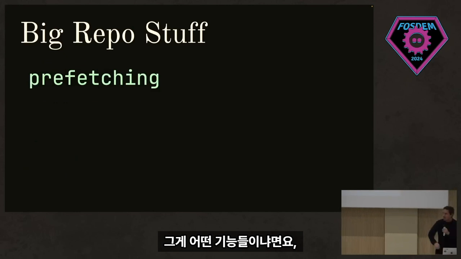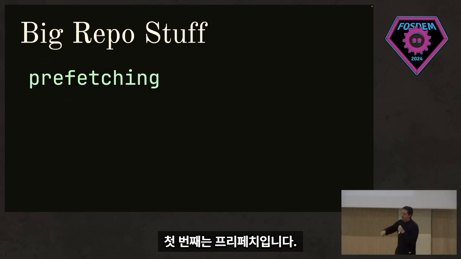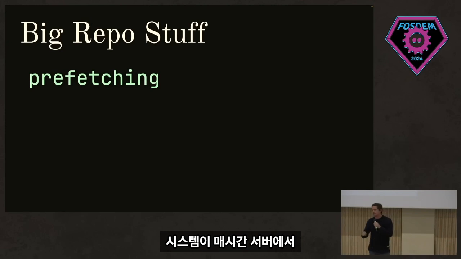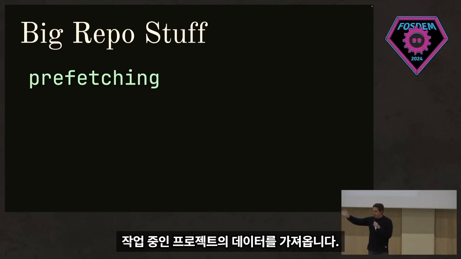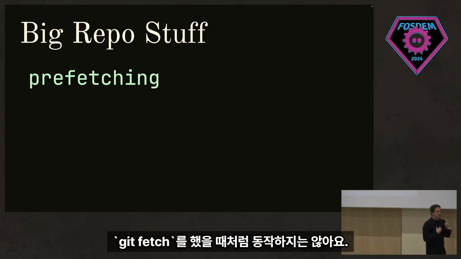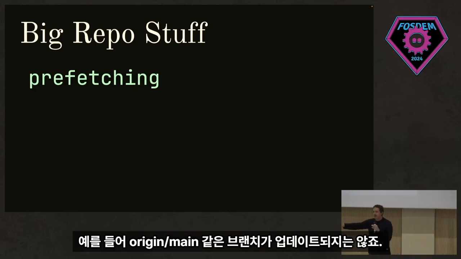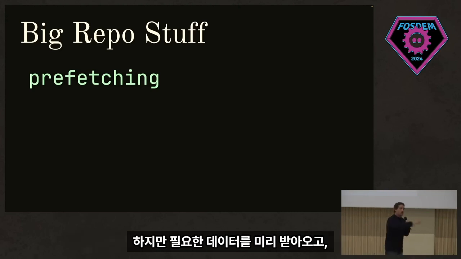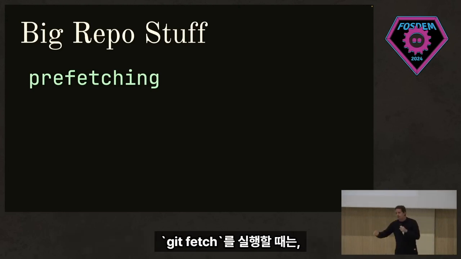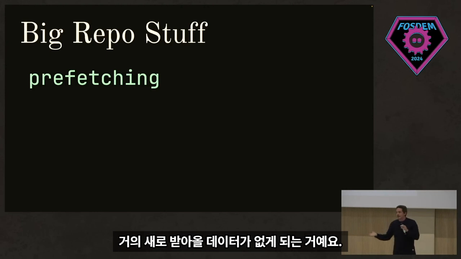So what is that? There's a couple things. One is prefetching, which I talked about with Git maintenance. If you run git maintenance start, every hour your system will fetch from the server whatever project that you're on. It will not update your references, so it won't do what it does when you do a git fetch in that origin main updates, but it will get all the data, and it will keep the references to that data so that when you go and run git fetch, it's not getting almost any data.